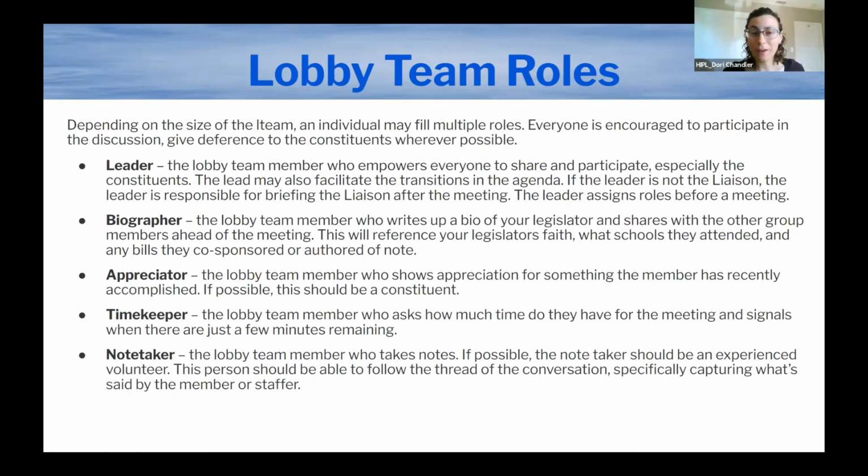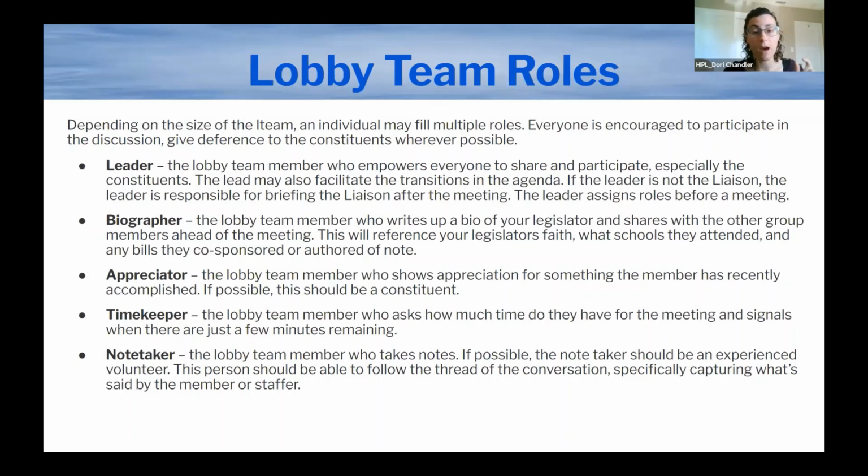Also, somebody who maybe is not comfortable yet speaking up but wants to help out the team can be a biographer, can create a bio ahead of time and send it to the team. Somebody should be the appreciator, and depending on the size of your team, an individual can fill multiple roles. Somebody should be keeping time and asking at the beginning how long your legislator has for a meeting. And then someone should definitely take notes.